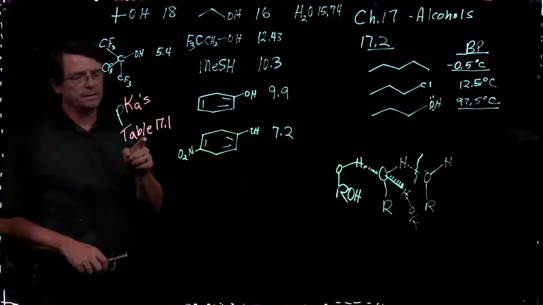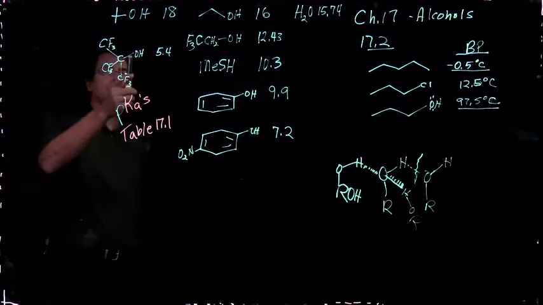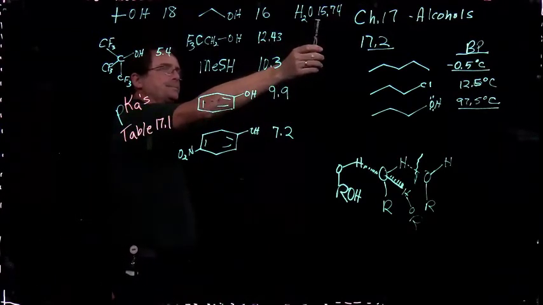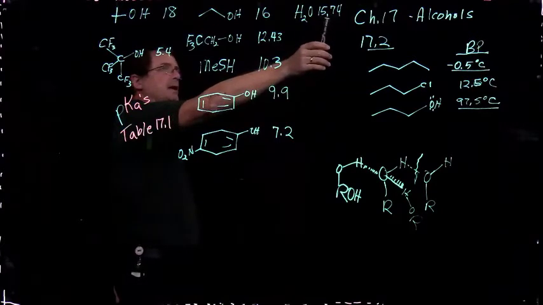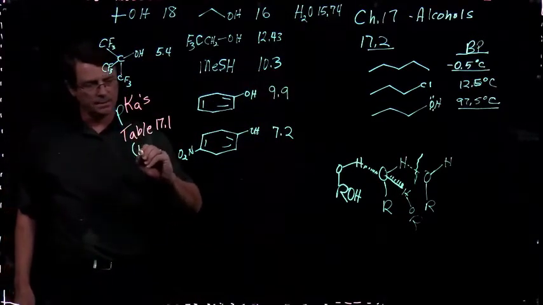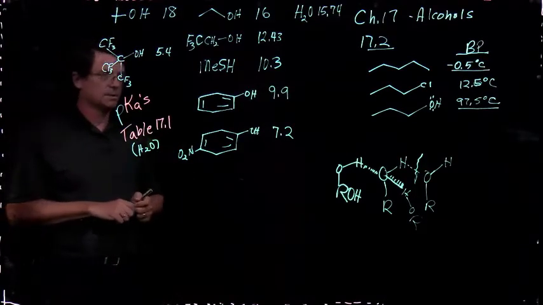So now I have prepared for us here a selection of compounds, alcohols, and the thiol that's related, and their pKa's. These come out of table 17.1. So let's take a quick look. First, something familiar to us, water. Water has a pKa of 15.74. By the way, all of these pKa's are with water as the solvent.